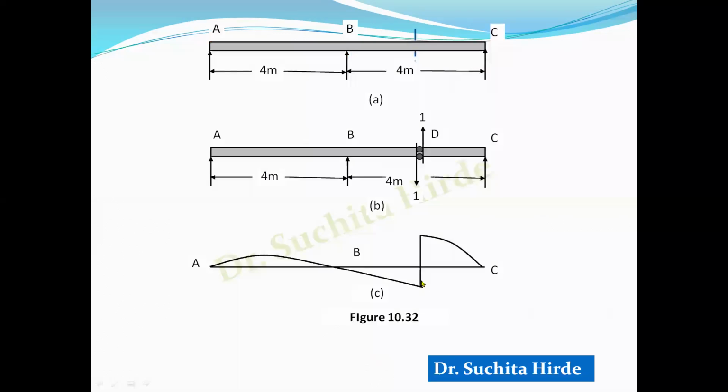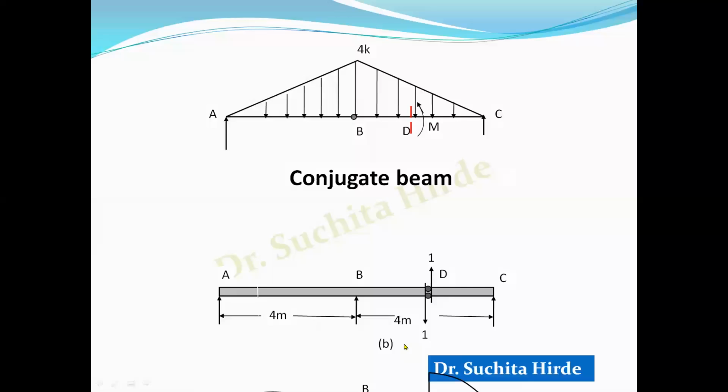Since in this case we have introduced an unknown displacement at the location of D, we have to draw an unknown moment in the conjugate beam, which is shown like this. So this is that moment which is shown for the unknown displacement in the conjugate beam. Interior support becomes interior hinge and simple supports remain as they are. And the load on the conjugate beam is the bending moment of the original beam.